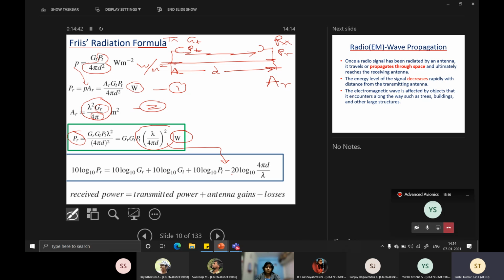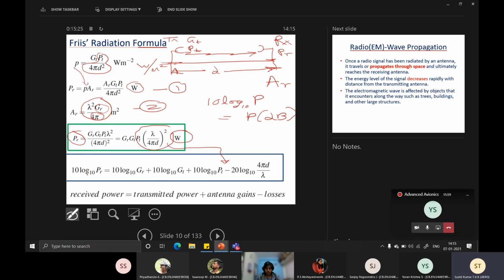It's a much easier way of representing the whole thing. So this 10 times log to the base 10 of PR, where PR is nothing but power received. When you say 10 log to the base 10 of some power, it has units called power in dB. So much, it's called decibels. 10 log 10 of any power is power in decibels.